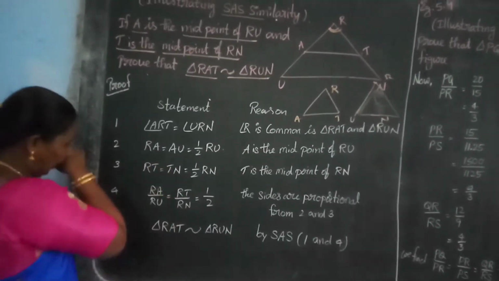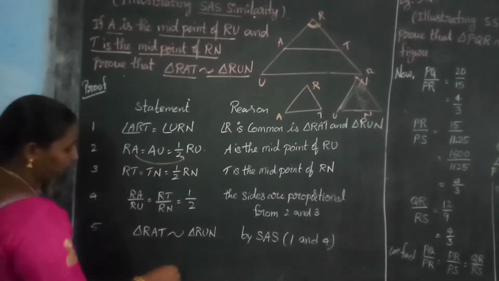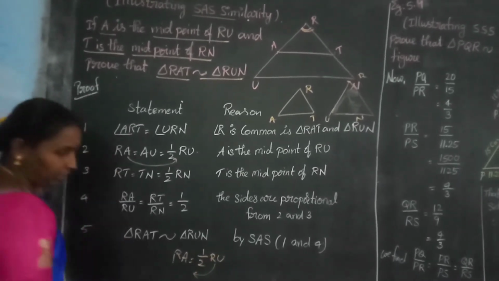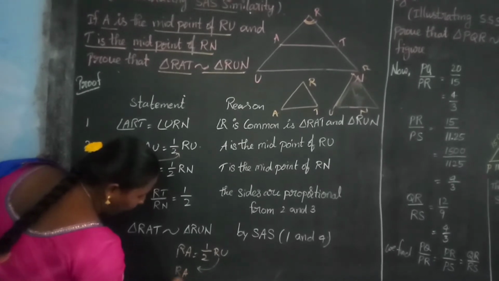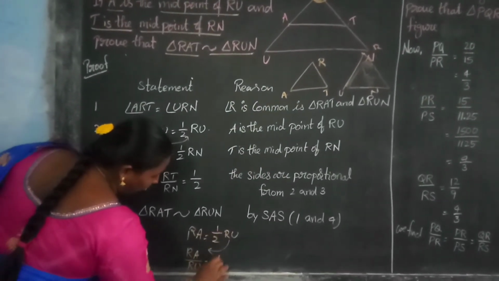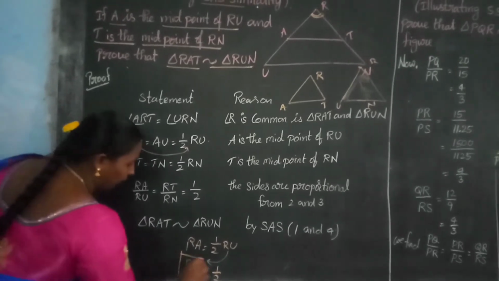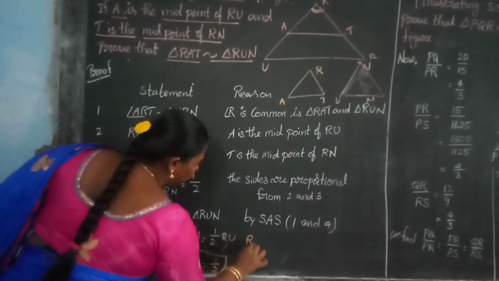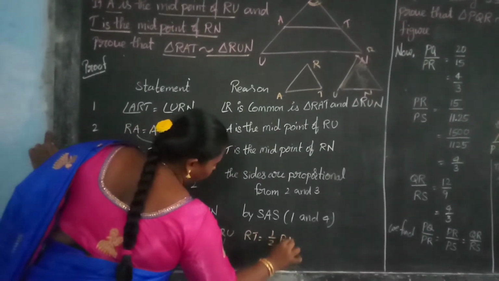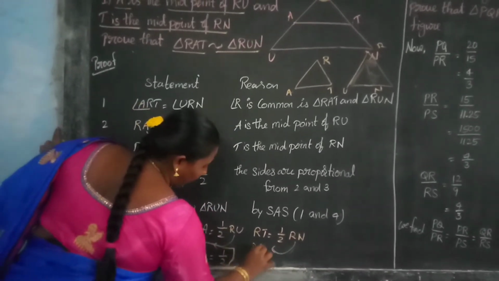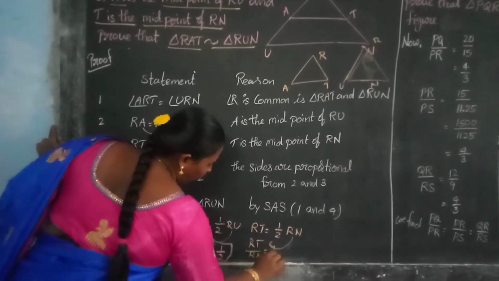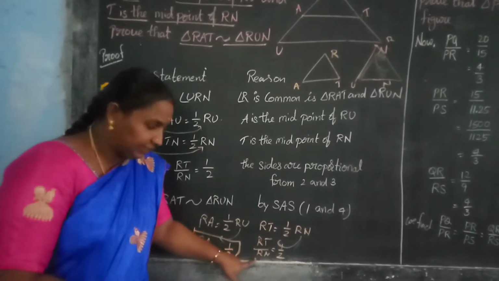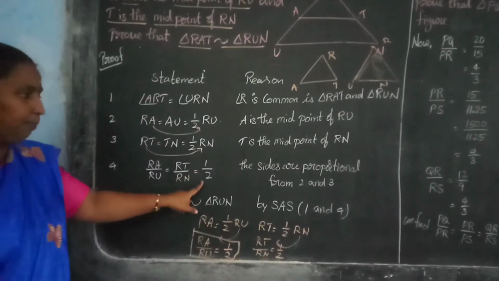Then divide this RA by RU. Take these two. See here, RA equal to 1 by 2 RU. I am sending this RU to the left hand side and get RA by RU equal to 1 by 2. Okay, so this is one step. Next, again, take these two. RT equal to 1 by 2 RN. Send this RN to the left hand side and I will get RT by RN equal to 1 by 2. That is why they write RA by RU equal to RT by RN equal to 1 by 2.